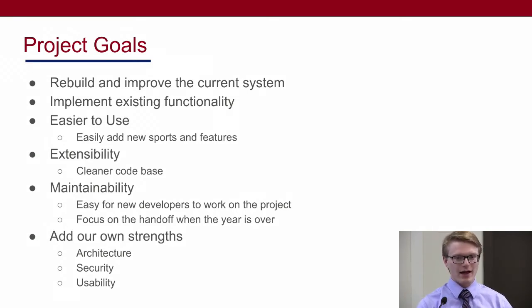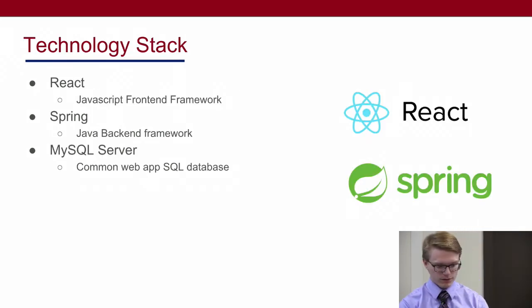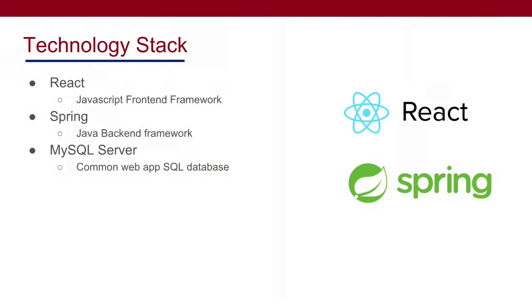So we want to make sure that we do our part and we hand it back off to Sean in a wonderful state. And lastly, we wanted to add our own strengths to the system. We wanted to design a lasting architecture using our knowledge so that Sean has the framework for any future features he wants to add that we couldn't get to. We also want to improve the security of the system and increase the usability and the user experience. I'm going to pass it over to Dan now. I'm going to talk about our technologies.